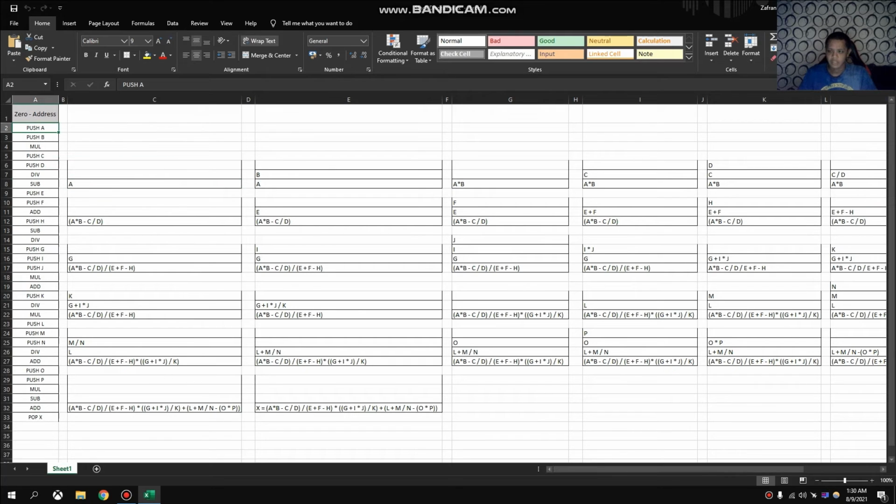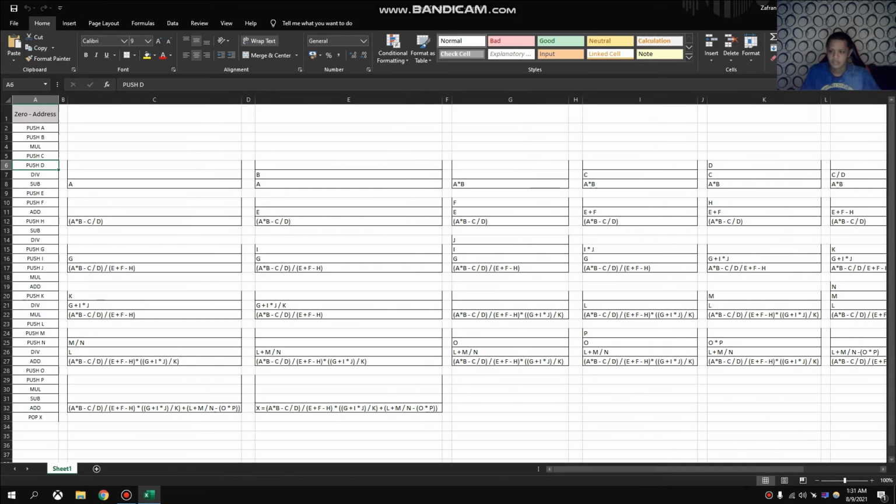So first we have push A. Push A means we need to put it in this diagram. Then we push A, and then we push B, and then we have MUL, which means multiply. We take the first two, we multiply A and B, and after that we push C and D. We put C first, and after that we put D above C. Then we continue with division, or DIV. We take the last two here and divide C with D.